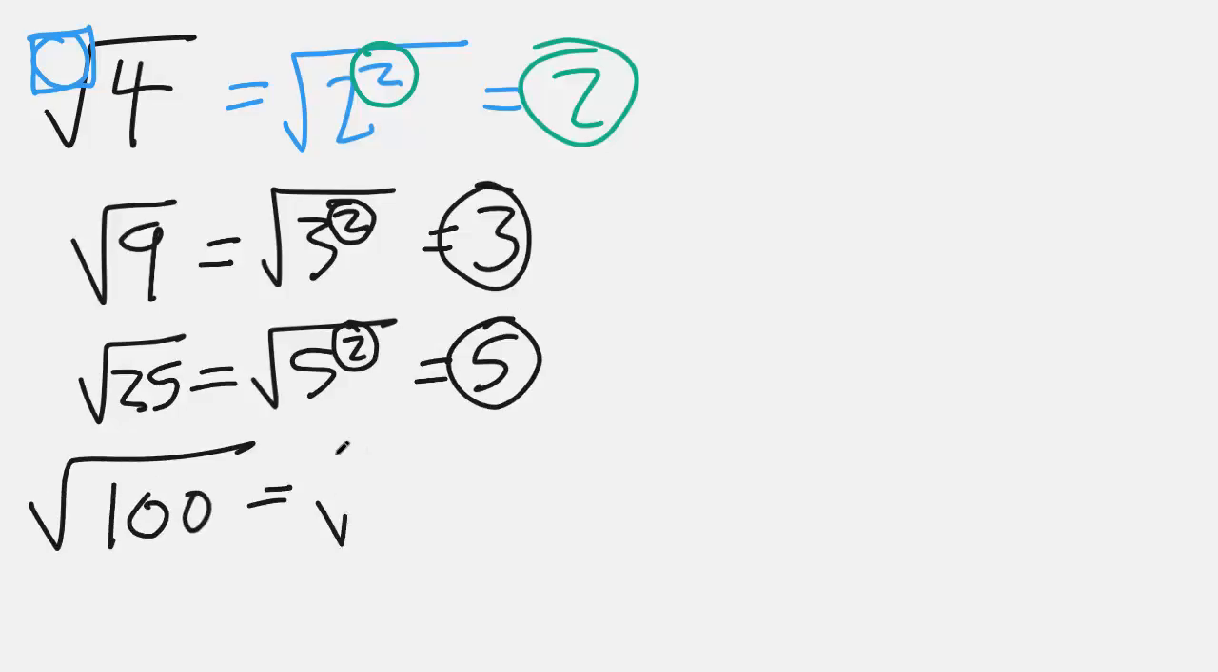One last example, let's say we have the square root of 100. You can rewrite that as the square root of 10 squared. And it's like, hey, you know what? The 10 can pay admission of this 2, so it comes out as a 10.